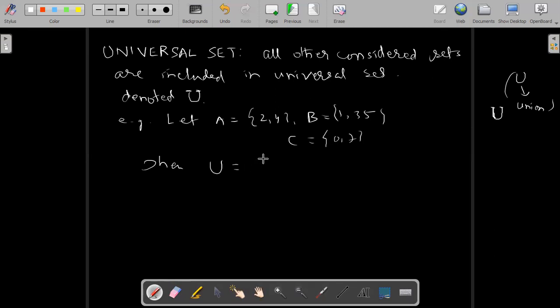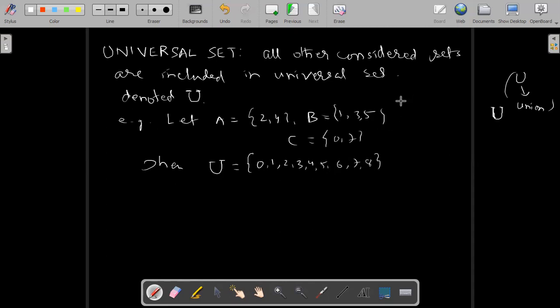The maximum is 7, and we have 1, 3, 5, from 0 to 7. So the universal set will be the set which has all the numbers 0, 1, 2, 3, 4, 5, 6, 7. It can have 8 also, can have 9 also, but it should contain them. So all the sets are contained.